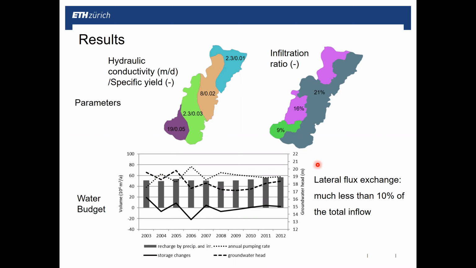And we also look at the lateral flux exchange between the aquifer in Guantao and the aquifer outside of Guantao. Because the Weiyun River on the east boundary of Guantao is not explicitly simulated, it is implemented in the boundary conditions. And the total lateral flux, including the Weiyun River, is about 10% of the total inflow. So the actual lateral flux exchange between the aquifer in Guantao and the aquifer outside of Guantao is much less than this 10%.